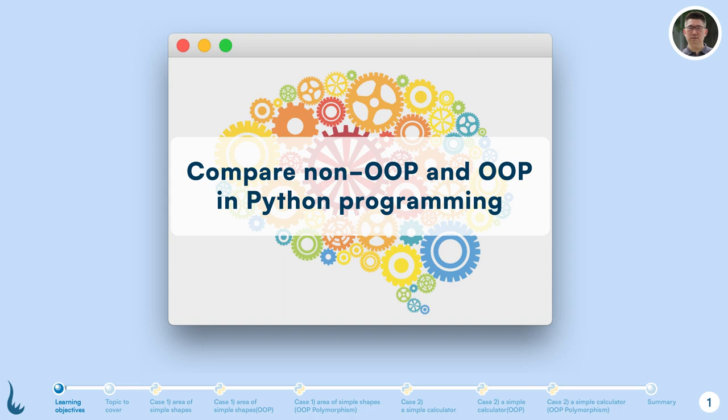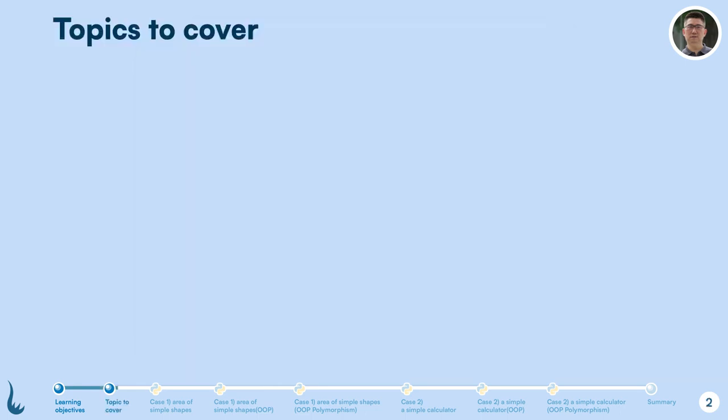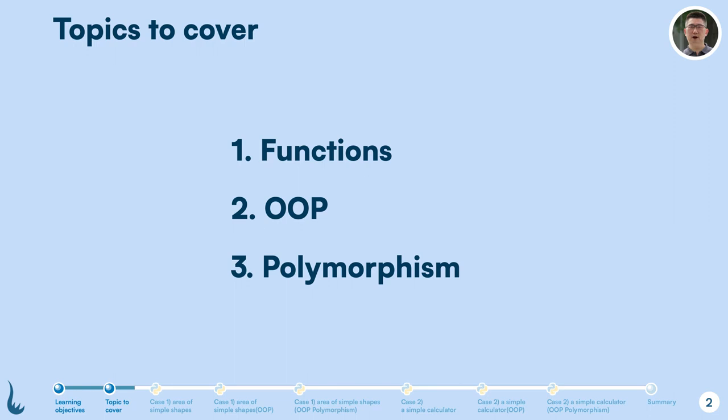After this presentation, you should be able to see the differences of using OOP and non-OOP paradigm in writing Python programs. I will give you two examples to help you understand the concepts. First, we show you a simple example using Python's functions. Second, we rewrite it using the OOP paradigm. Third, we further enhance it using OOP's polymorphism feature. Then we go through these three steps again using a slightly more complicated example.